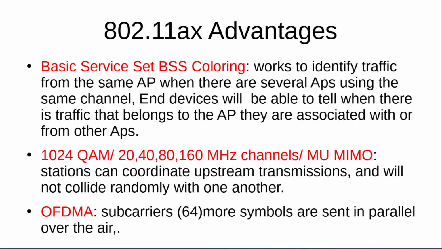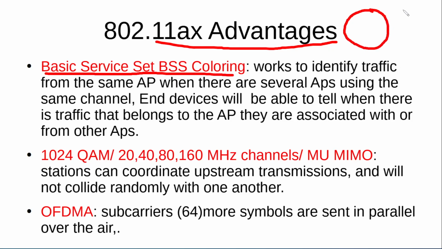The .11ax standard will provide you with advantages for high density networks. For instance, it will provide you with basic service set coloring. This will help you if you have 2 cells that are using the same channel, in order to provide color to the traffic that belongs to one cell, so devices will know when another device within the same cell is transmitting and not a device that belongs to another cell.